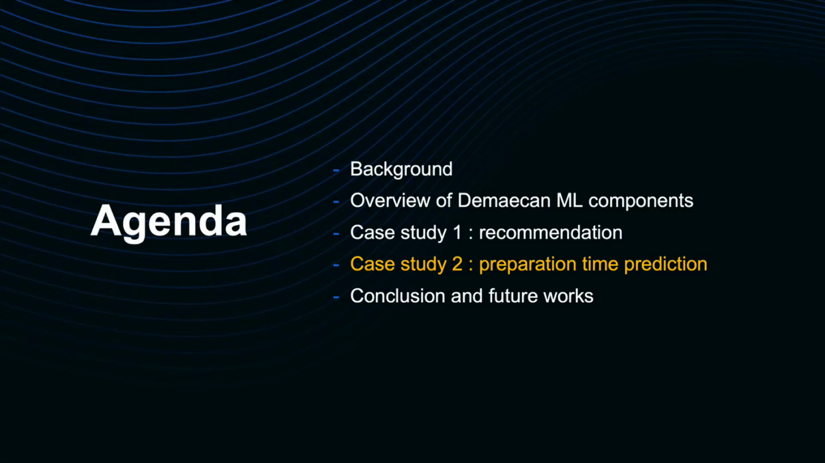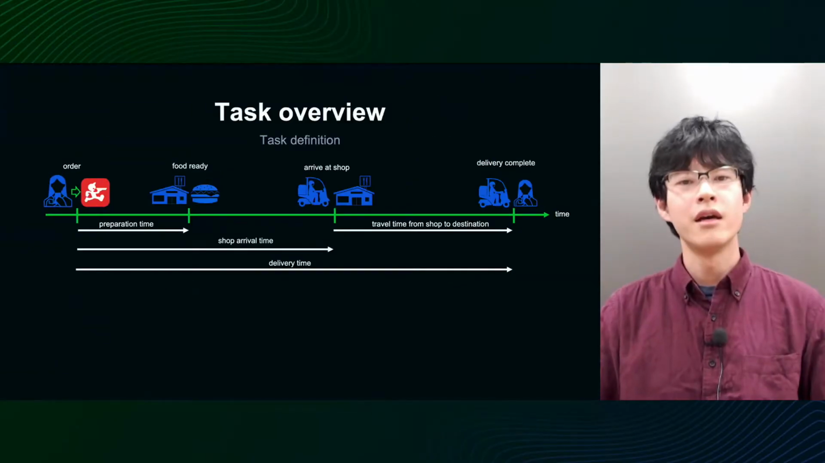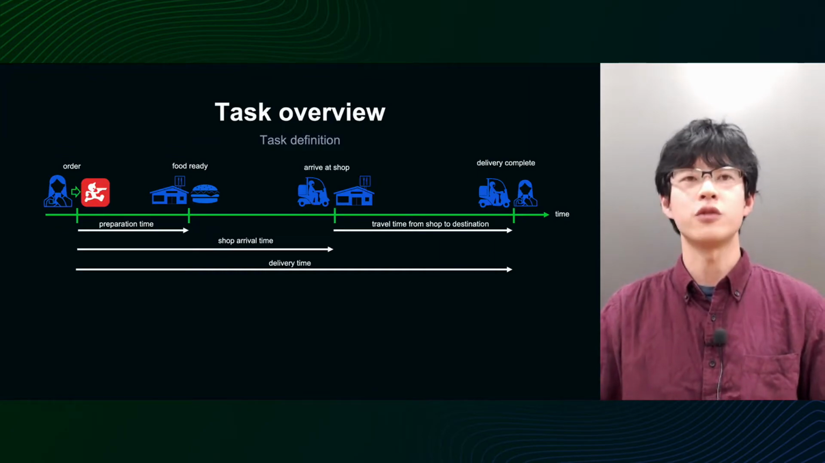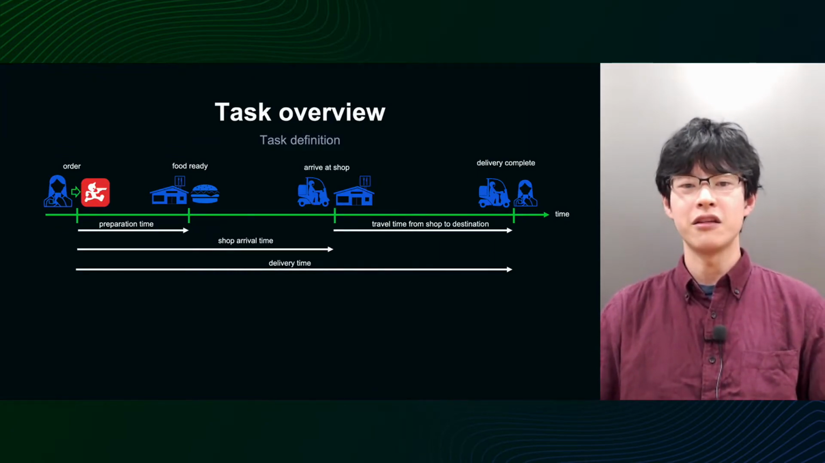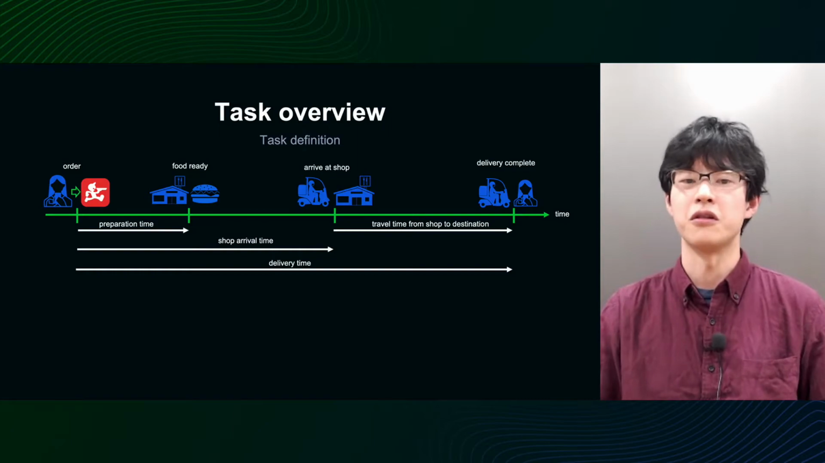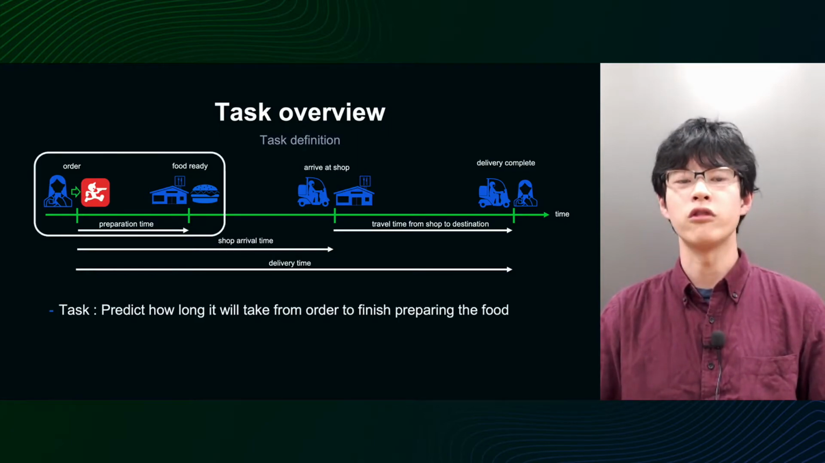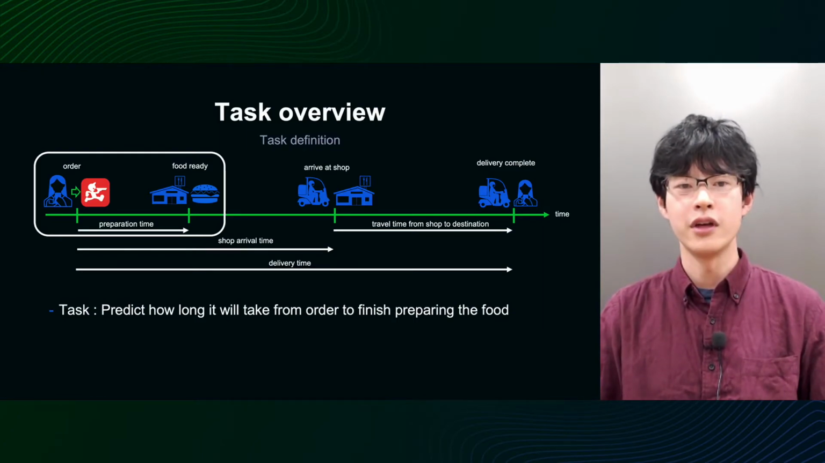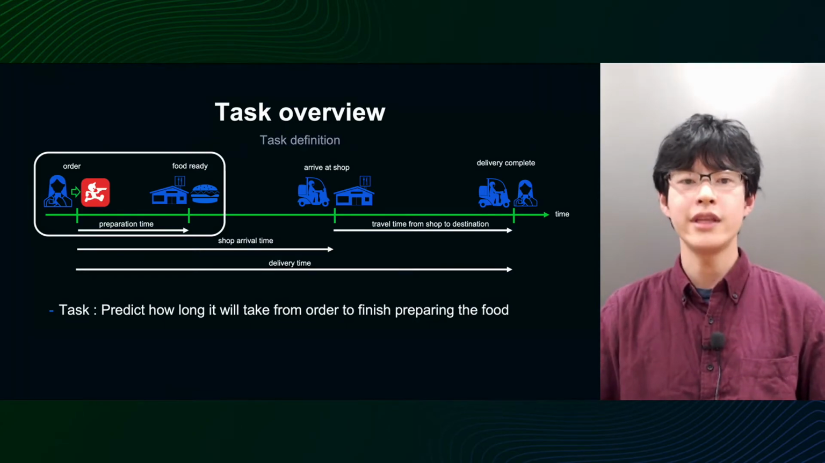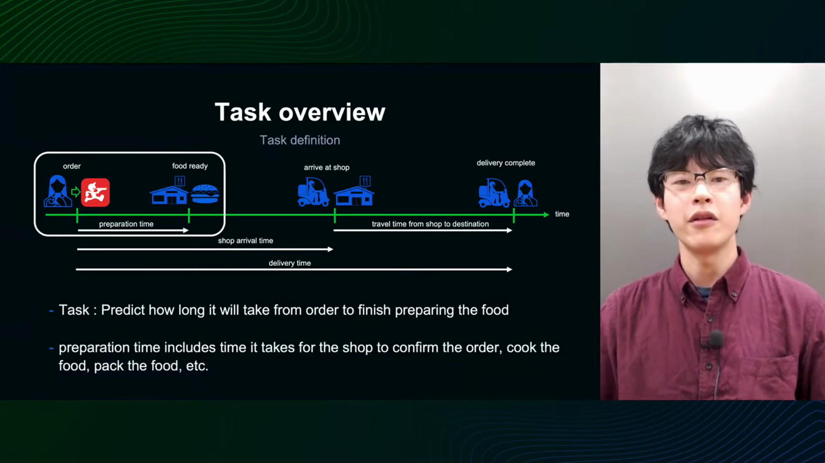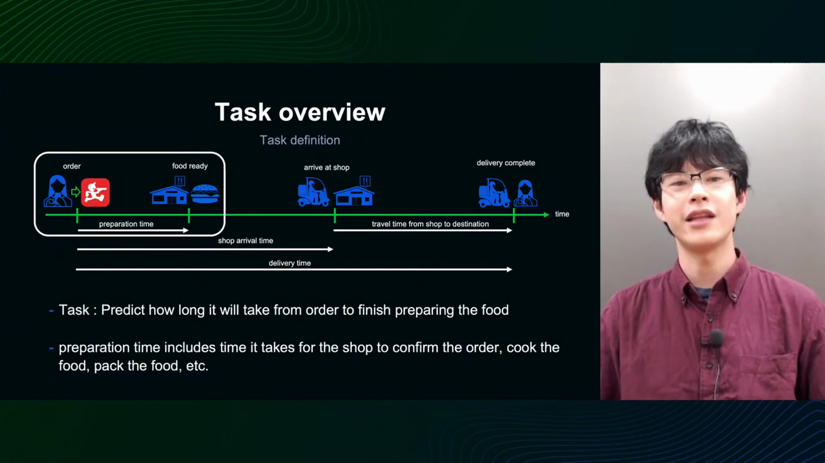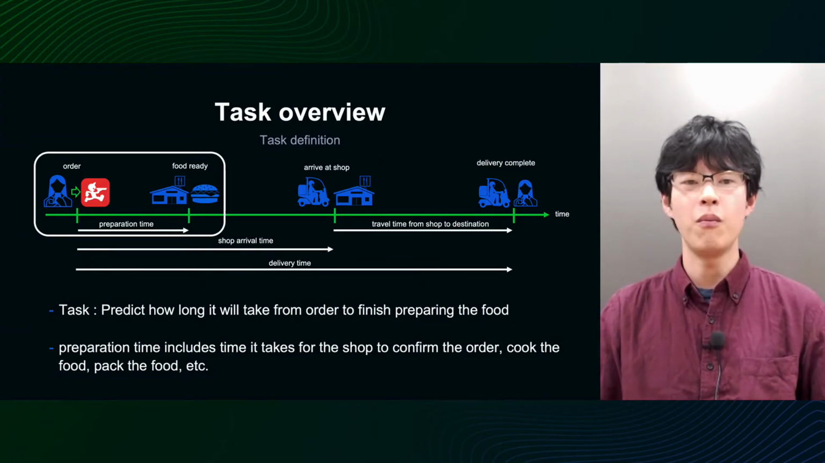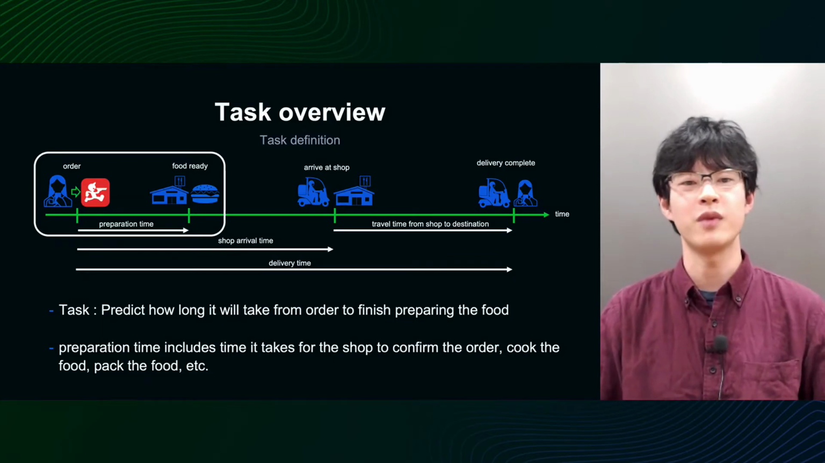In this section, we will consider the preparation time of food. First, let's review what we wanted to do. In the end, what we wanted to do was to predict the delivery time of the food, and this part of it, predicting the time from when you order the food to when the food is ready, is what we wanted to do in this section called cooking time prediction. It is important to note that food preparation time is not only the time it takes to cook the food, but also the time it takes to pack the food.